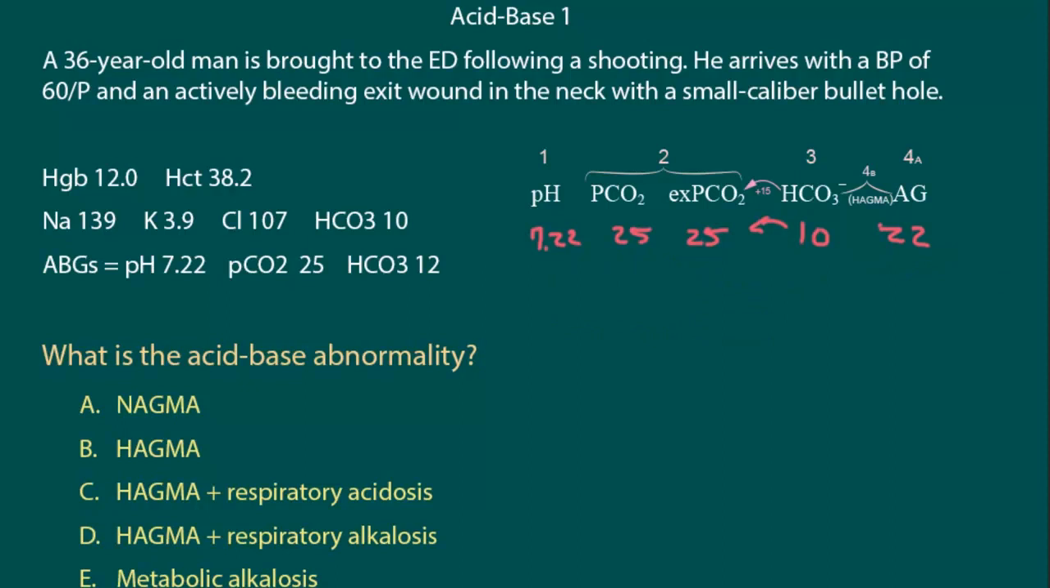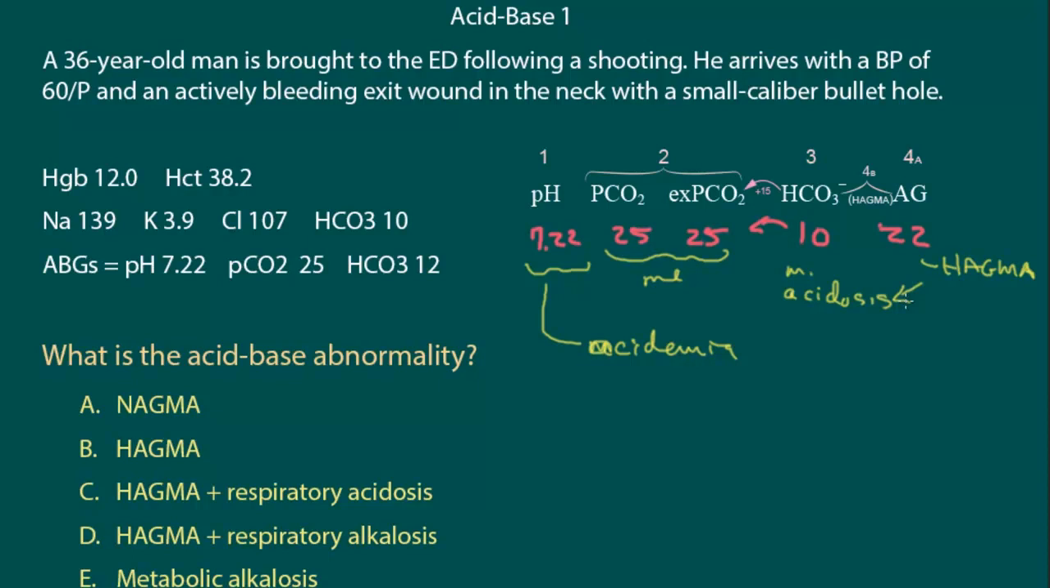That's 22. Starting from the left and moving right, we do an evaluation. Primary disorder is acidemia. PCO2 is simply reacting. It's the same as expected. So it's simply reacting to the bicarb. We can ignore it. Bicarb is 10. There's a definite metabolic acidosis. Anion gap is 22. There's a definite HAGMA. And remember, anytime you have a HAGMA, you definitely have, by definition, a metabolic acidosis.